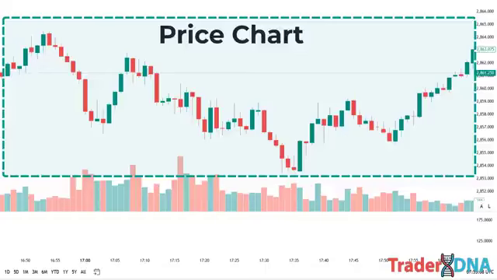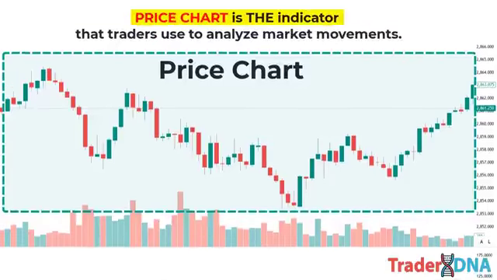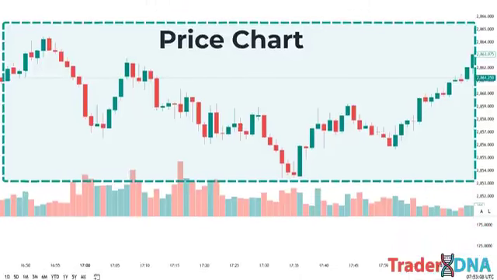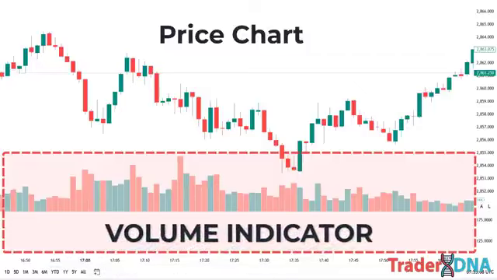But if you're new or you just never paid attention, this is the indicator that traders use to analyze market movements. From here, they execute strategies, whether it's indicator-based analysis, price action, market structure, order blocks, or even the supply and demand approach. But wait! Down here, this is where things get really interesting. This is the volume histogram.